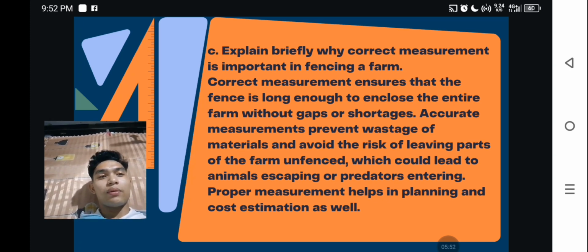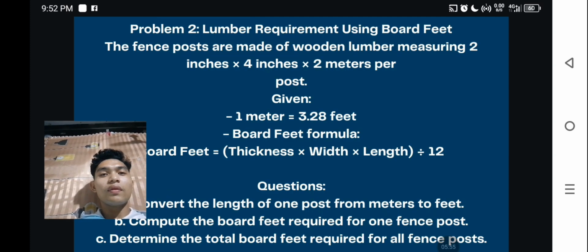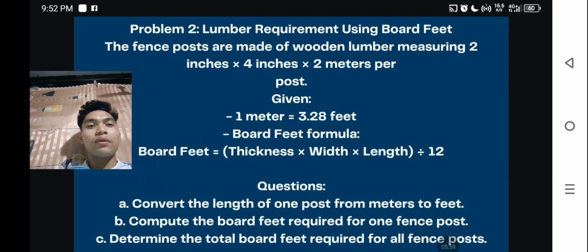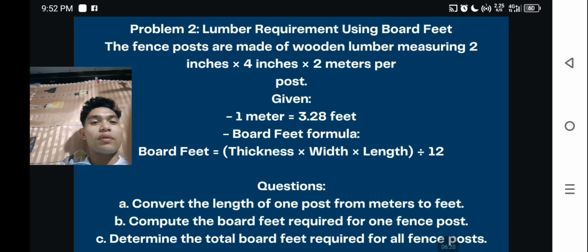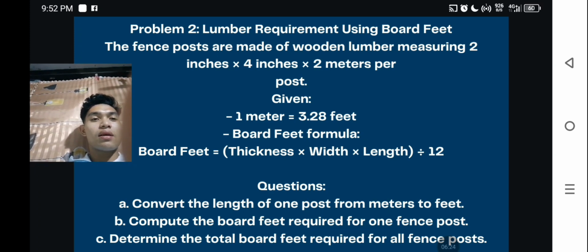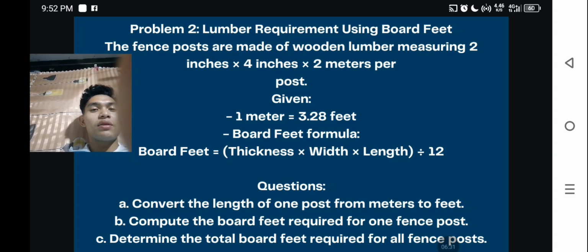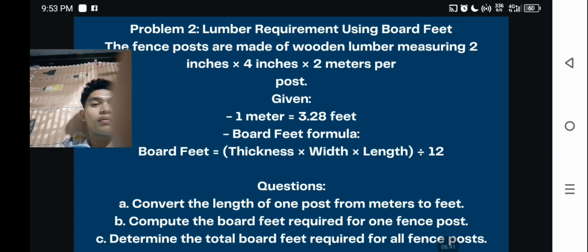So let's move on to problem 2. In problem 2, lumber required using board feet. The fence posts are made of wooden lumber measuring 2 inches times 4 inches times 2 meters, so 2 meters per post. The given is 1 meter equals 3.28 feet. The board feet formula is thickness times width times length, divided by 12.